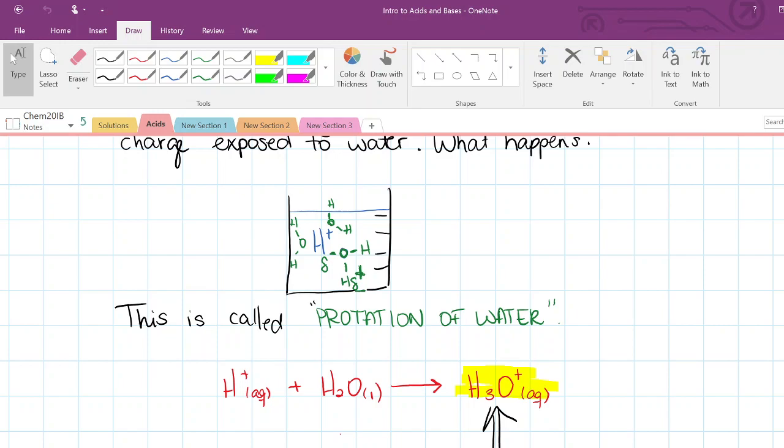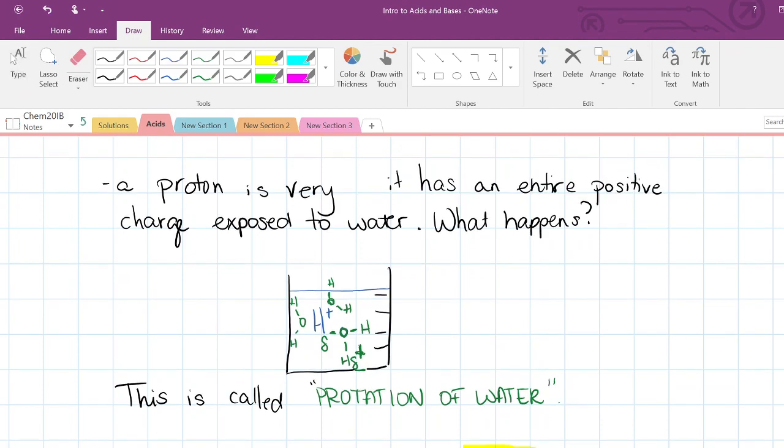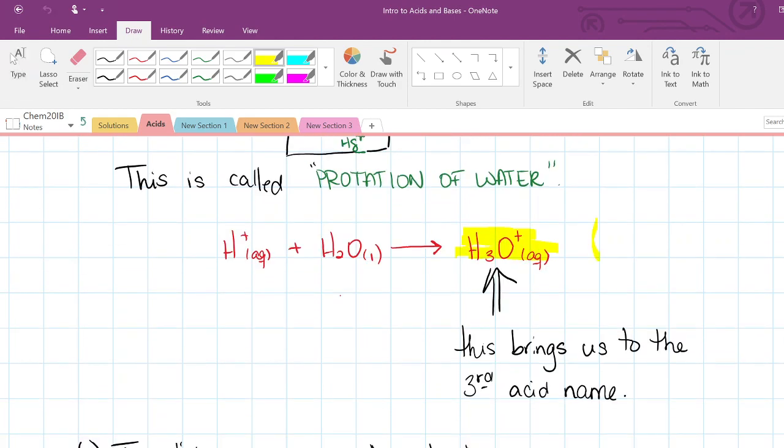And what was happening when this took place was your hydrogen ion that was in solution reacted with your water molecule, and the hydrogen ion actually attached itself to the water molecule and produced what we call H3O+. This is what we call the hydronium ion. Let's grab a pen here. This is your hydronium ion.